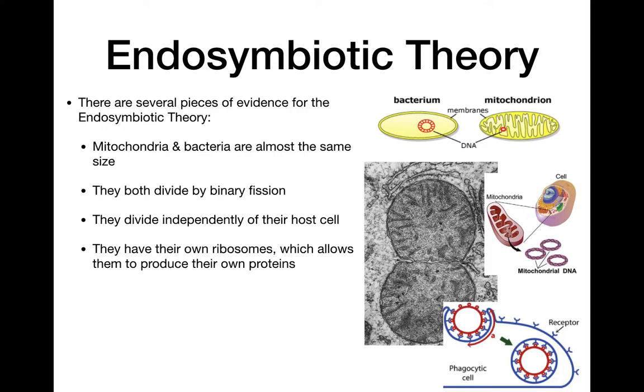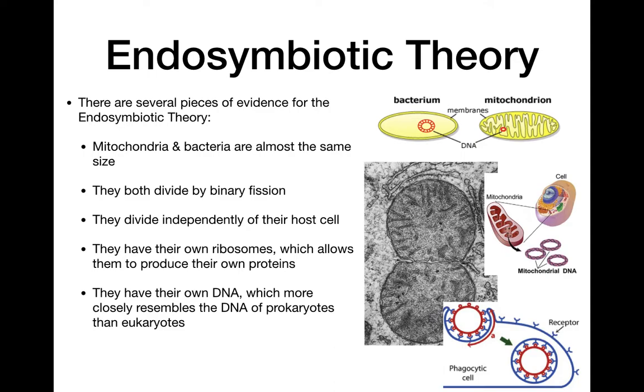They also produce their own ribosomes. And who remembers the difference in size between eukaryotic and prokaryotic ribosomes? This means they can make their own proteins, the large number of proteins through the enzymes that are required for cellular respiration. They have their own DNA, and their DNA is much more similar in sequence and structure to prokaryotes than it is to eukaryotes.